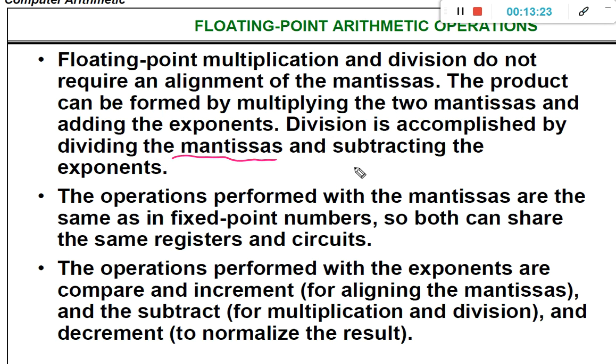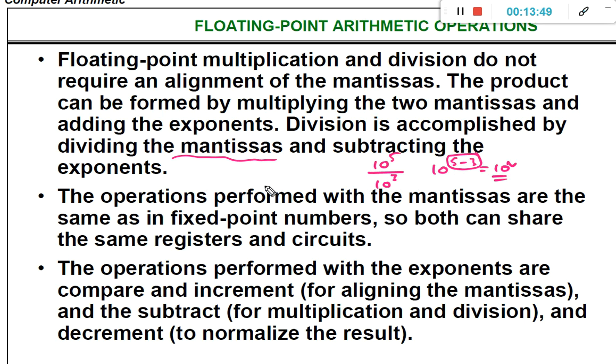For example, in the numerator there is 10 power 5, and in the denominator there is 10 cube. Then how are we going to get the result? 10 power 5 minus 3 is equal to 10 square. So we just subtract the exponents, and then we get the correct result as far as the division is concerned.